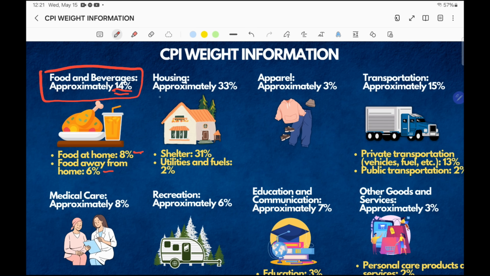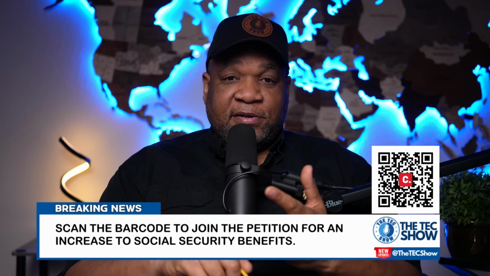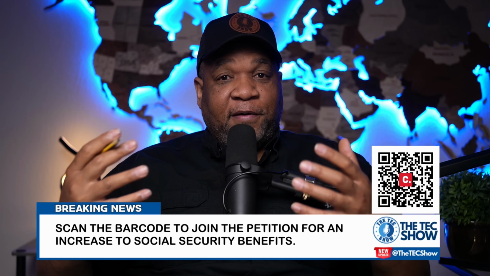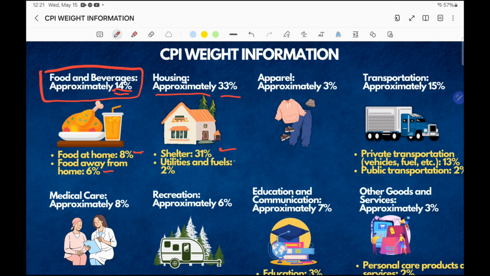So let's look at housing. And so housing is approximately 33%, which is a lot, okay? So housing, the cost of a house, the cost of rent, all of that, shelter as a whole, that's what we're focused on, okay? So 31% is shelter, and then utilities and fuel is 2%, okay? And then we have apparel. Apparel is 3%, so you see apparel is not really that big of a number when it comes to percentage. And that's just clothes, obviously clothes.